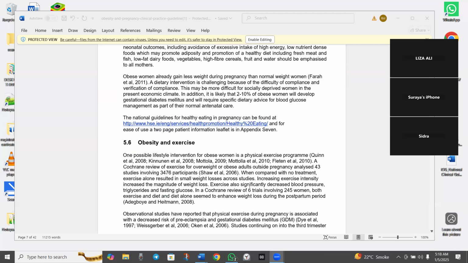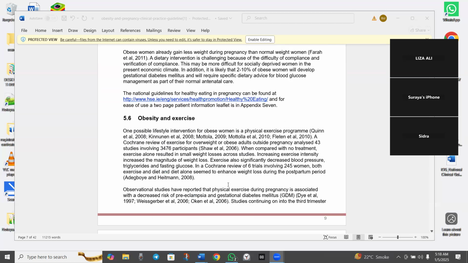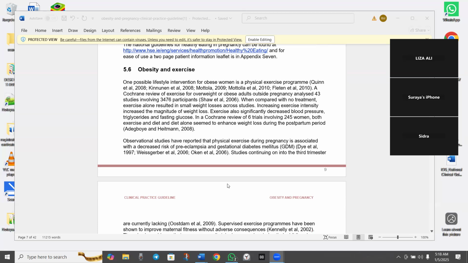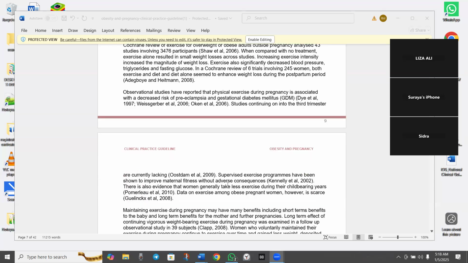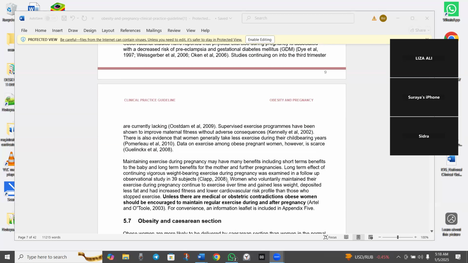Exercise, I already told you, 15 to 30 minutes of exercise, mostly walking exercise. Swimming and such she cannot do. So mostly the best exercise she can do is walking, if she doesn't have any contraindication for exercise.